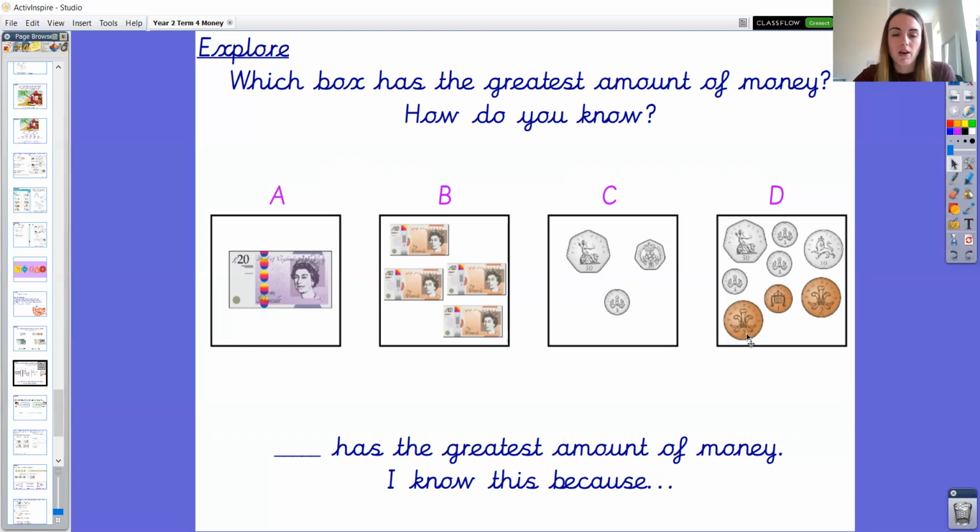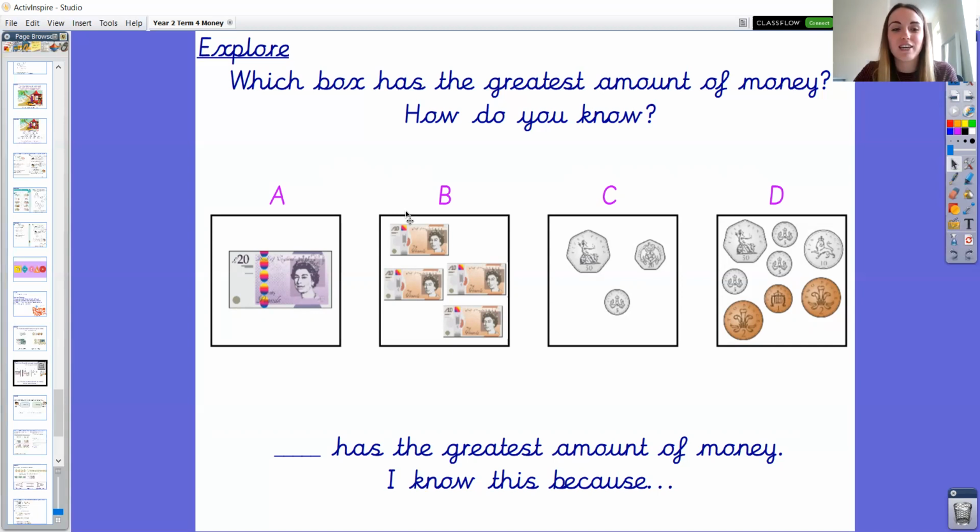Okay, so having a look here, B has the greatest amount of money, and I know this because £40 is more than £20, 75p and 80p. I also know that pounds have a higher value than pence, because who can remember how much pence makes £1? Please pause the video here to discuss.